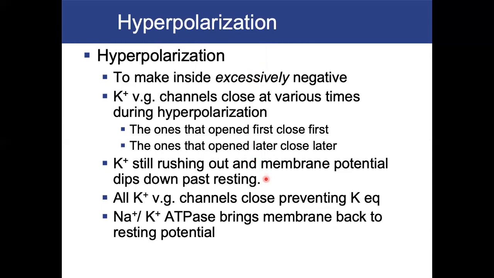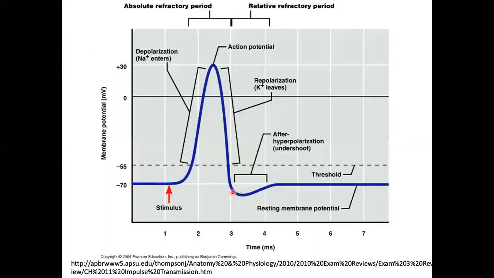Okay, so ultimately, all of potassium voltage gated channels are going to close, preventing potassium from hitting its equilibrium potential, right? And then what brings it back? Your sodium potassium pump plus your leak channels, okay? And so this is hyperpolarization.